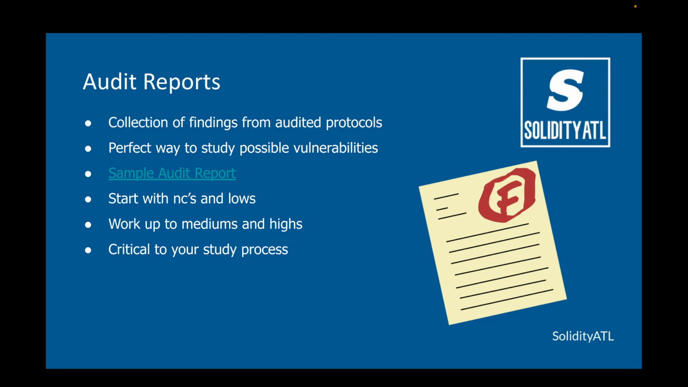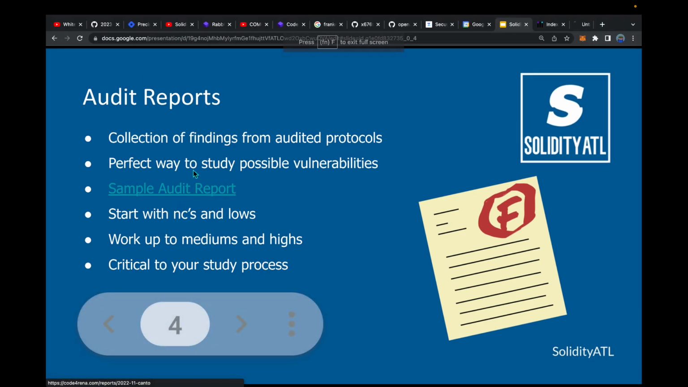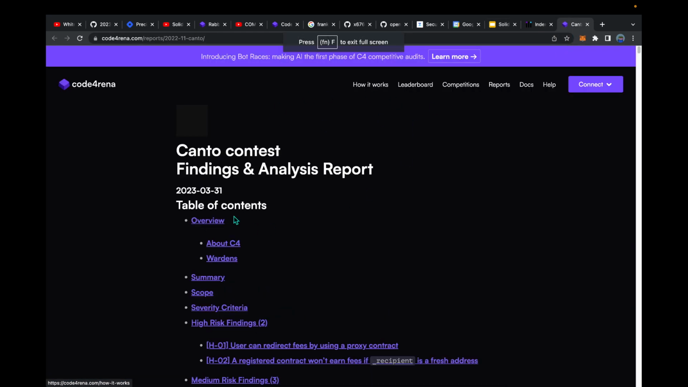I'm going to go ahead and say that it's really best to start with the NCs, which are non-criticals, and the low vulnerabilities. These are the findings that are a little bit easier to understand and maybe easier to spot in the code base. So we're going to take a look at these. And then I would say to work your way up to mediums and highs throughout your progression in your audit journey. But today we're just going to take a look at a few lows.